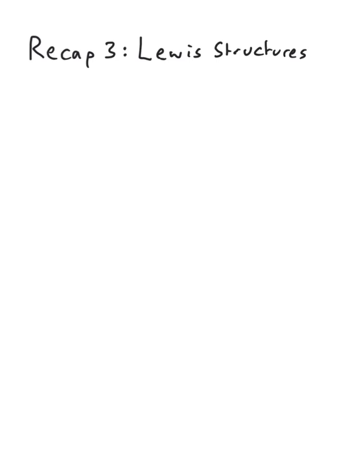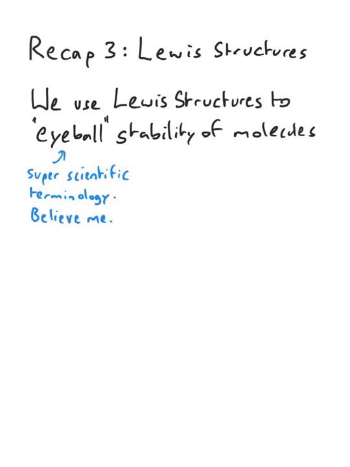This video will recap Lewis structures. Lewis structures are pretty important in organic chemistry as we tend to use them to eyeball the stability of molecules. What I mean by that is we can look at the molecule and gauge certain properties it might have, or whether it can or cannot exist.